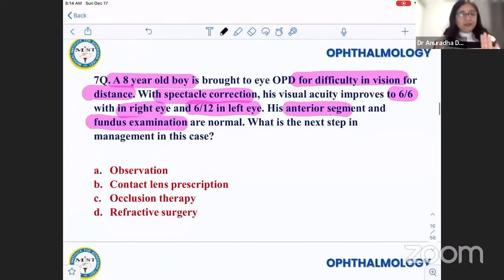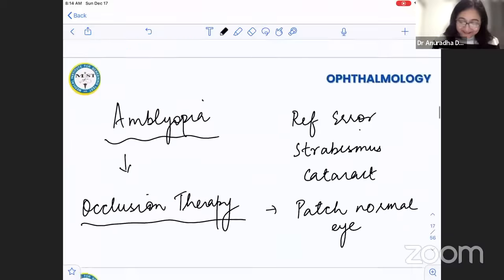So here in this question, you have rightly made the diagnosis of amblyopia. So the next step in the management is to go through occlusion therapy. Observation is not indicated because then the vision will remain permanently suppressed. Spectacle correction or contact lens prescription, they are going to do almost the same thing. So occlusion therapy has to be added. This is not the age group for refractive surgery. So the right answer is occlusion therapy. Theek hai beta? Yes, that's right.